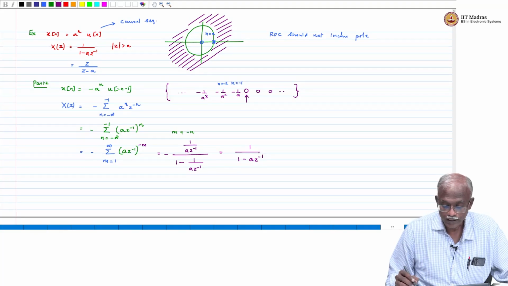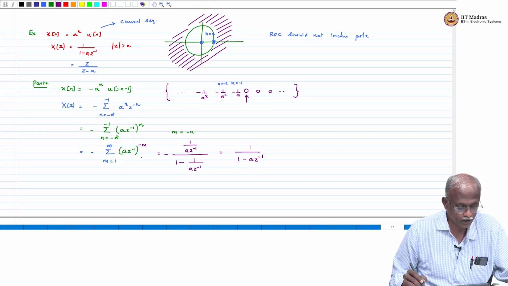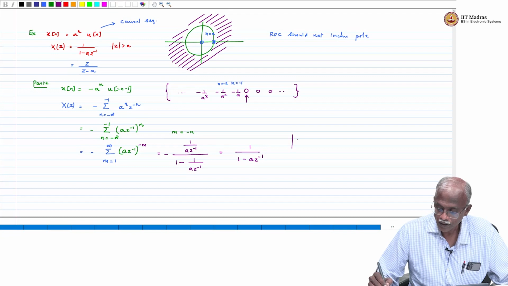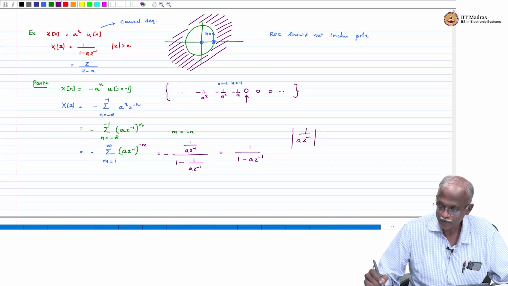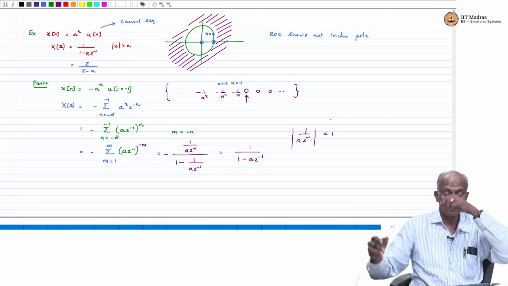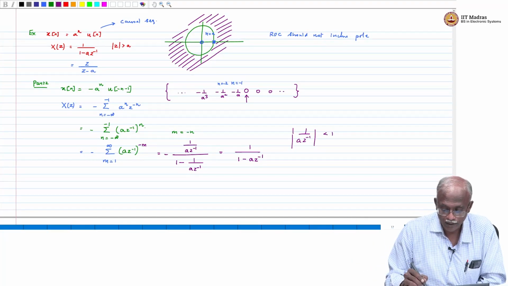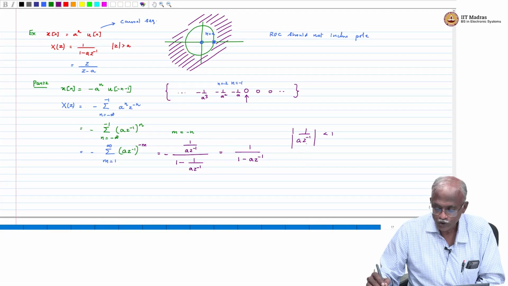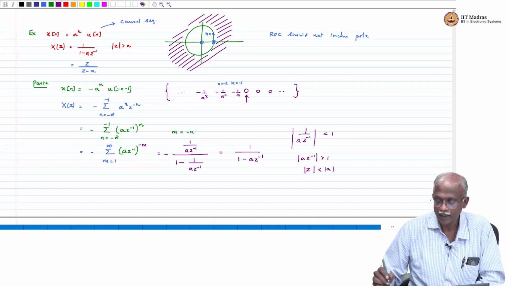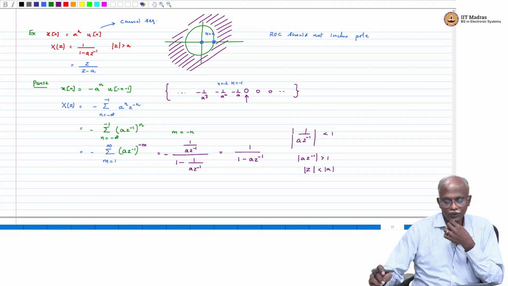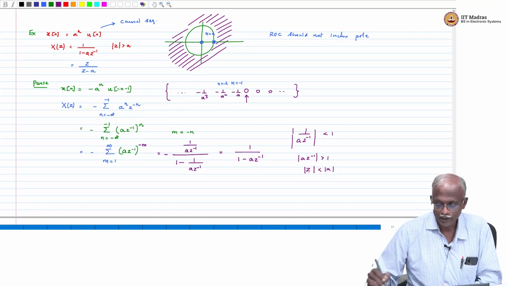Okay, condition for the convergence of this geometric series. Anytime you want the geometric series to converge, mod of 1 over a z inverse is less than 1. Right? That's the condition that only then the powers will converge. Okay, which you simplify, mod a z inverse is greater than 1, mod z less than a. I hope you are able to get that, mod z less than a.